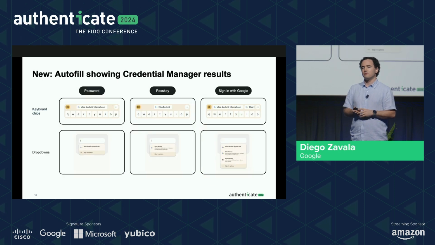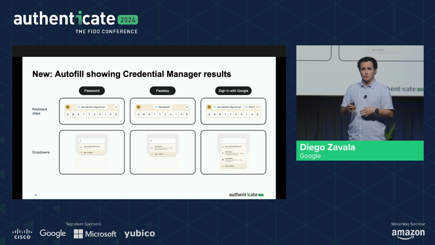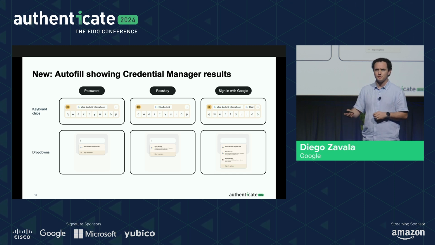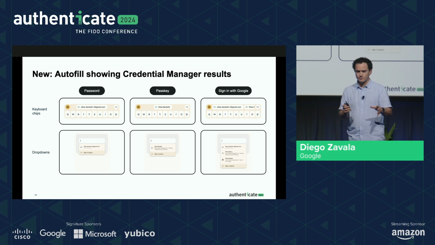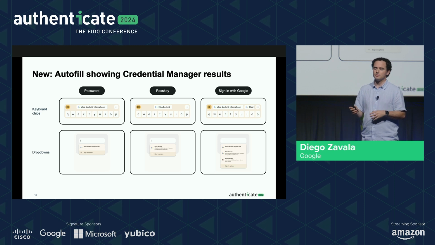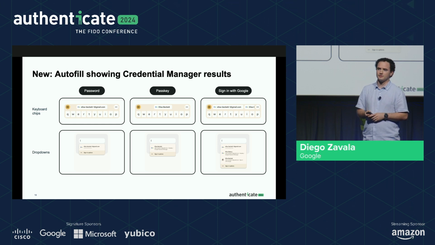Another improvement we're making to the user experience for Android apps is to show Credential Manager API results, such as passkeys, in the out-of-field surfaces. This will help users that may accidentally dismiss the Credential Manager account selector. So to make sure that those users will be able to sign in using their passkeys, signing with Google or passwords, it will be possible for apps to request that the Credential Manager API results are shown on keyboard chips or drop-downs when clicking on relevant input fields on the form, such as a username or a password field.